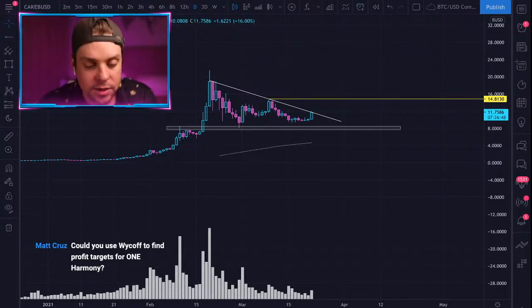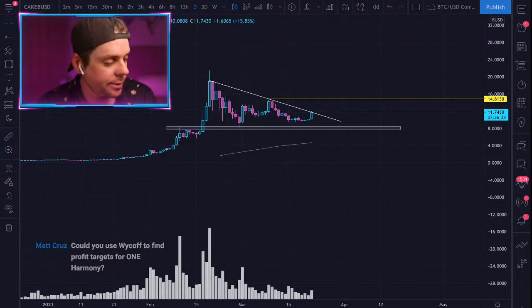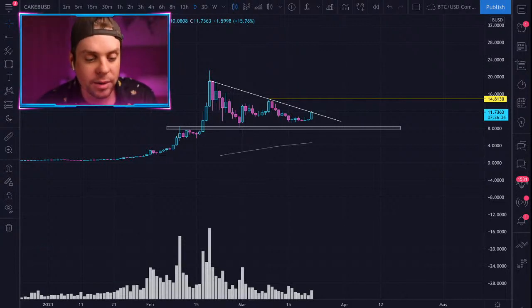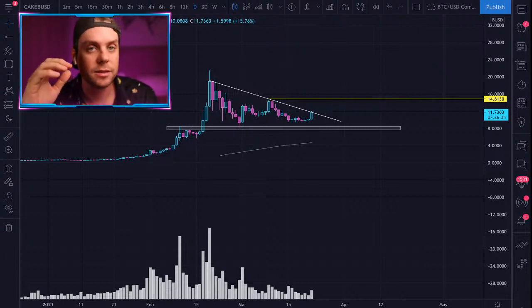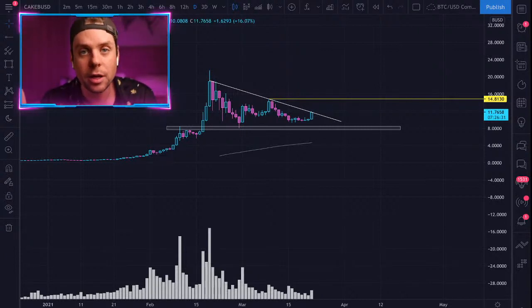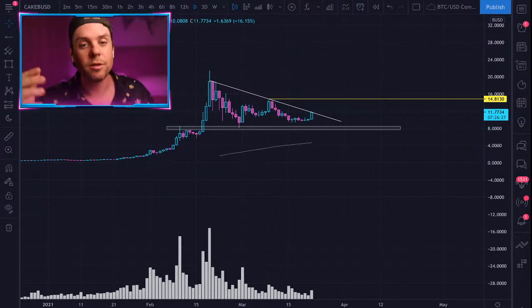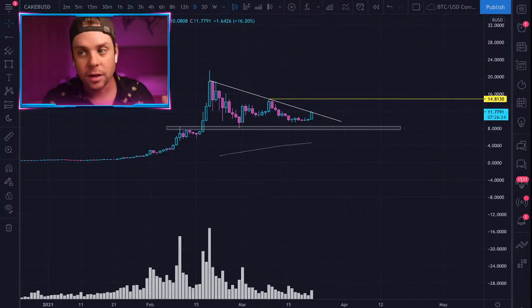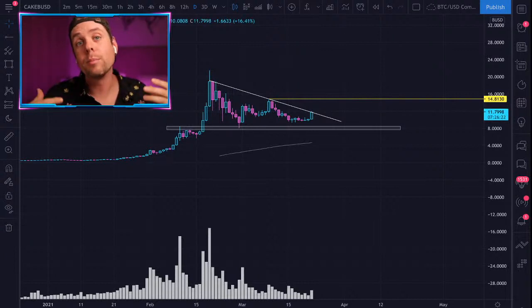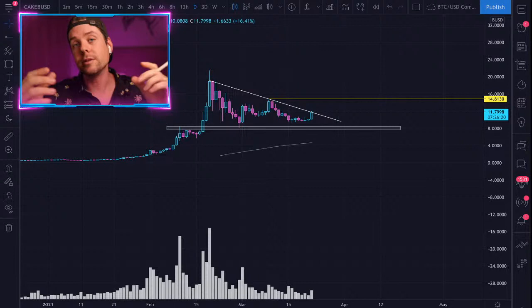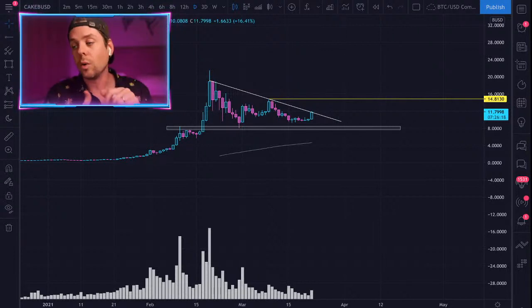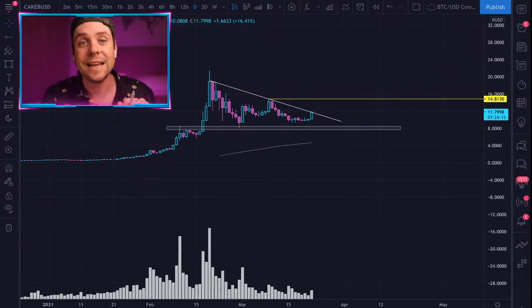Can I use the Wyckoff to find a profit target for One? We're well past the PNF targets on One. So if you were buying the accumulation zone on Harmony, we're well past the PNF targets. And that's the thing. There's a difference between having a point and figure target and knowing where the top is. They're completely different things. The PNF target is a way for you to determine realistic, achievable, and profitable price targets for you to either take profits, move your stop loss, or take out your initial investment.